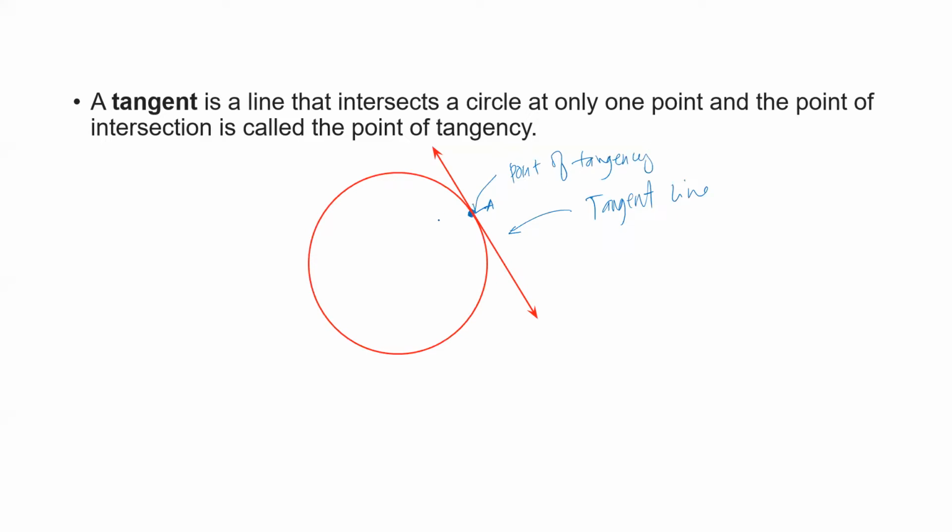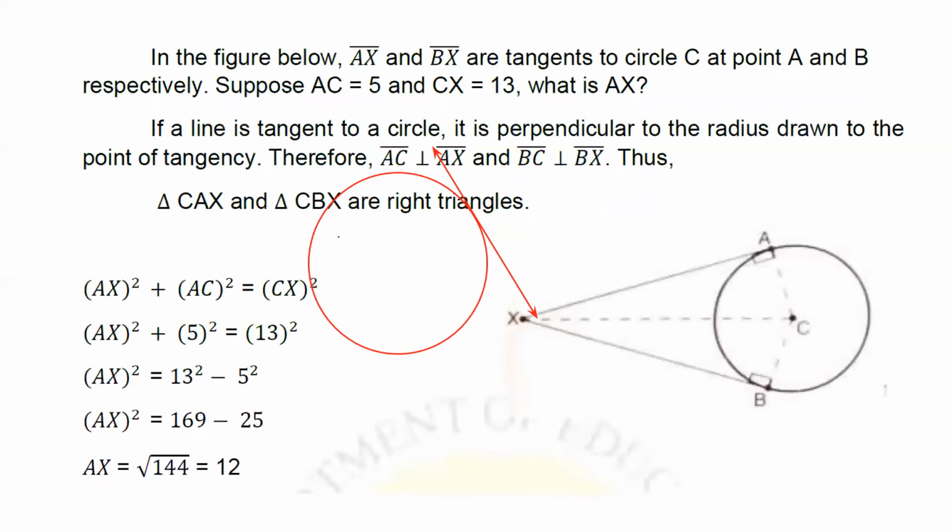This is an example of a tangent. The tangent can be anywhere. It can be on this part, as long as it intersects at only one point. It can be on this part, and so on and so forth. That is tangent. Okay, next.